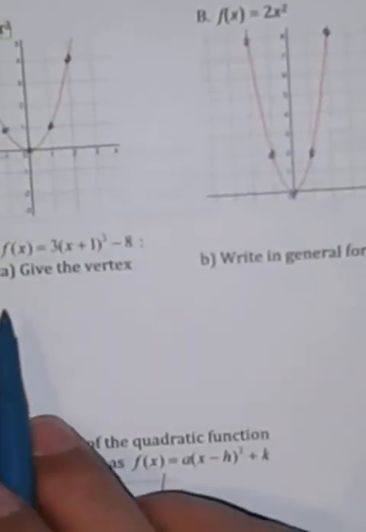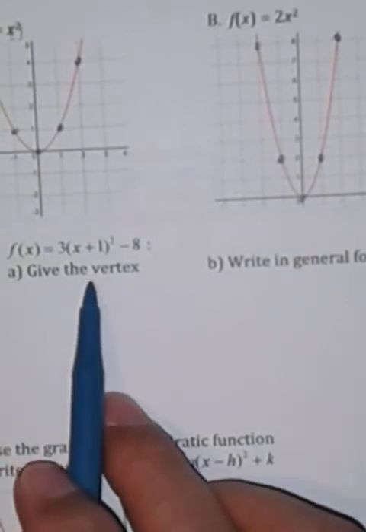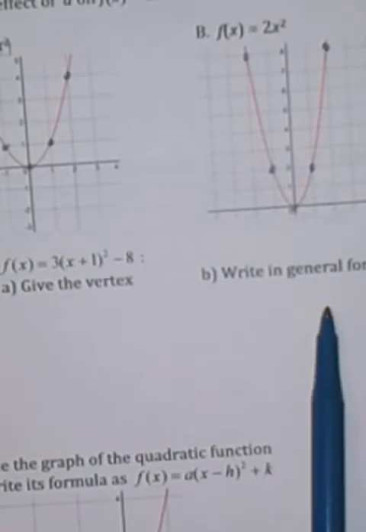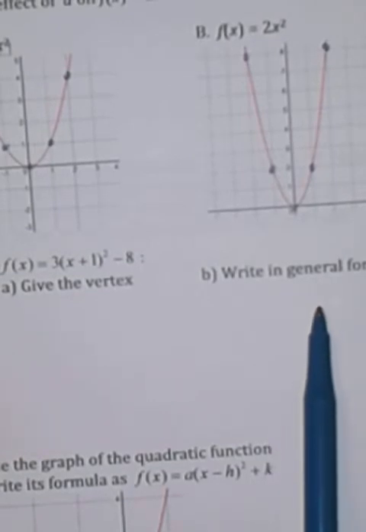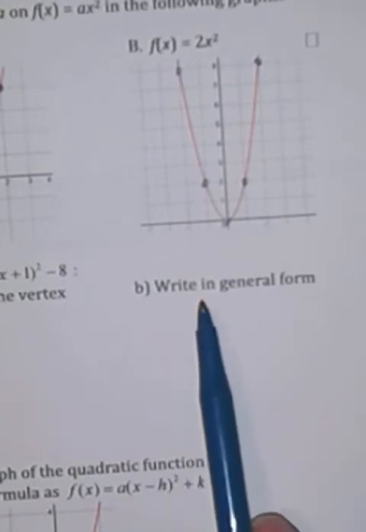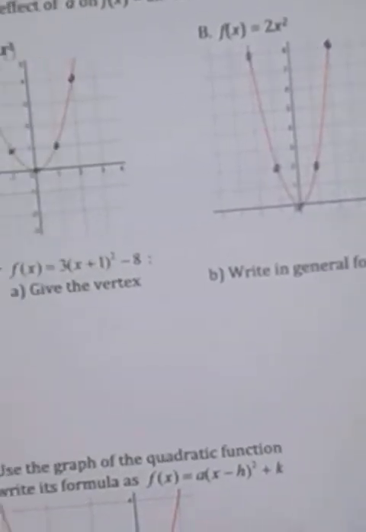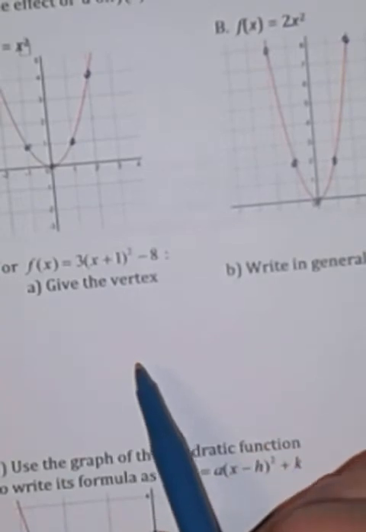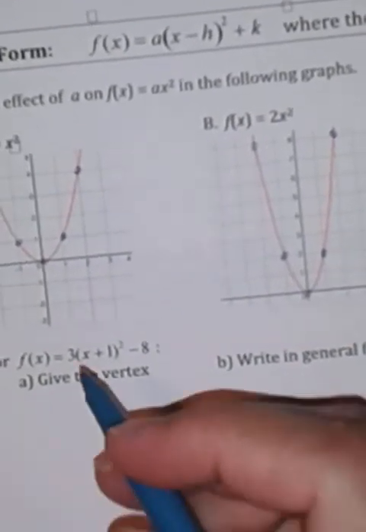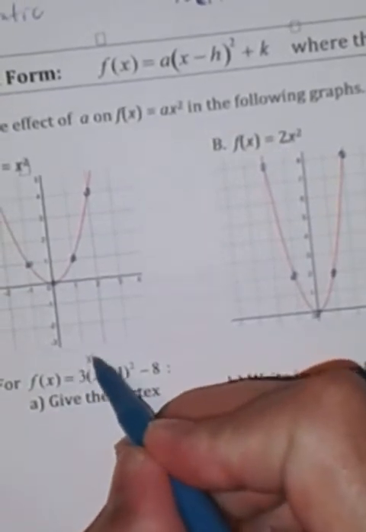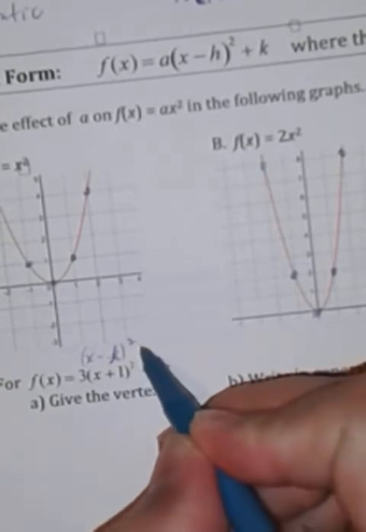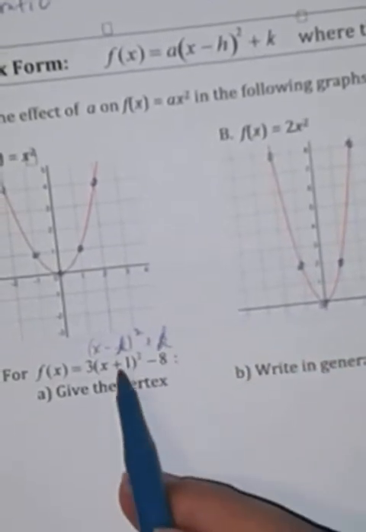Okay, let's go on to number 2 for f of x equals 3 times (x plus 1) squared minus 8. Let's do a couple of these. Let's do A and C, and then I'm going to let you do this, but I'll give you a hint as to how to do it. Okay, so let's start with A. A says give the vertex. So remember, this is f of x equals a times (x minus h) squared plus k, and the vertex is (h, k).